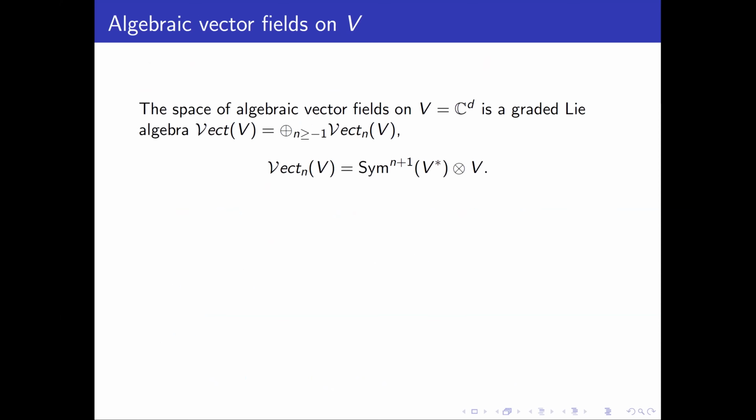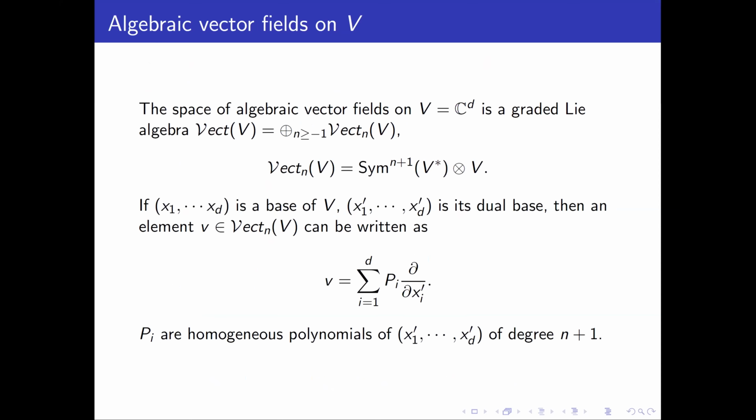Now, to show this theorem, roughly speaking, there will be two steps, and the middle part will be on the algebraic vector field on V. Let's see what this is. The algebraic vector field on V is just the vector field on V, and V looks like this. If x1 to xd is a basis, then the degree n part will look this way. It will be polynomial, and the partial derivative part.